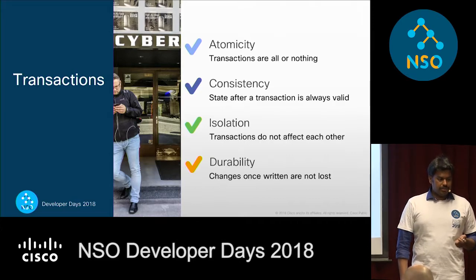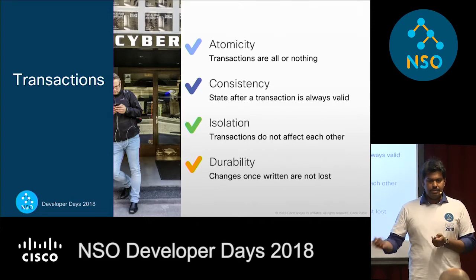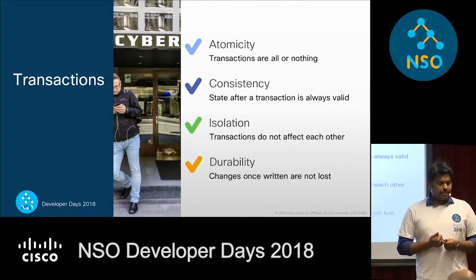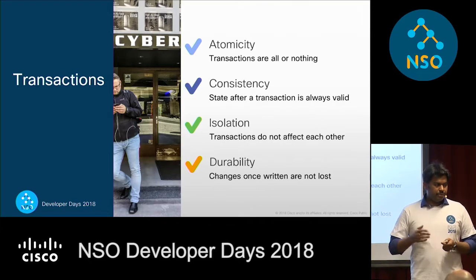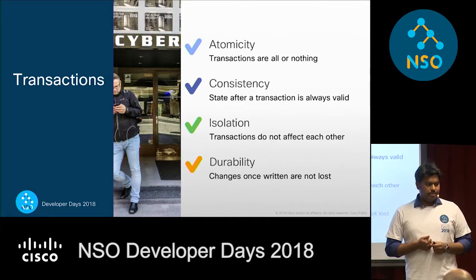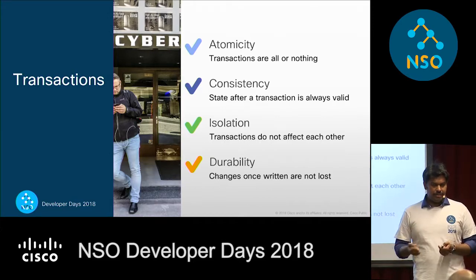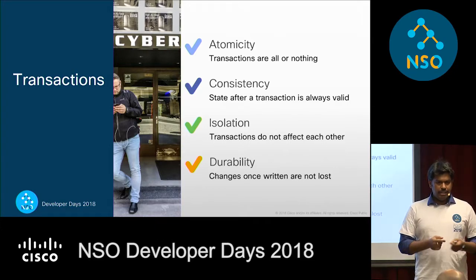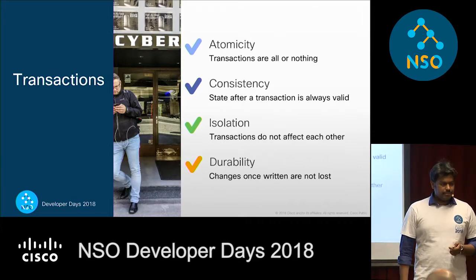And then the last one is durability. This means that when something is written to the database, it should be persistent. Sudden power failures or voltage spikes or whatever failure should not affect the data already in the CDB or already in the database. So if you bring up the system again and read the same data, it should be the same as you had before the failure.